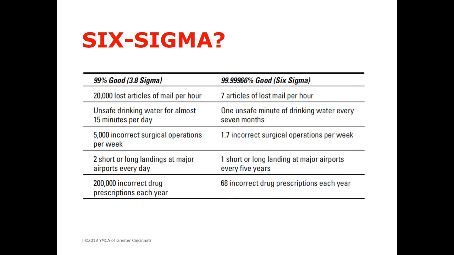For example, consider a mailroom that loses 20,000 articles of mail per hour. But after using the Six Sigma methodology, they are able to only lose 7 articles of mail per hour.